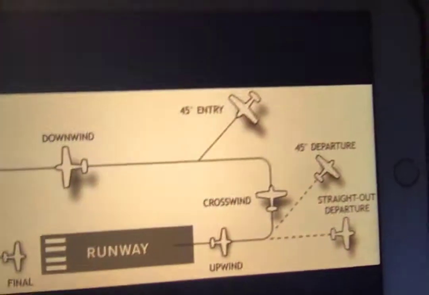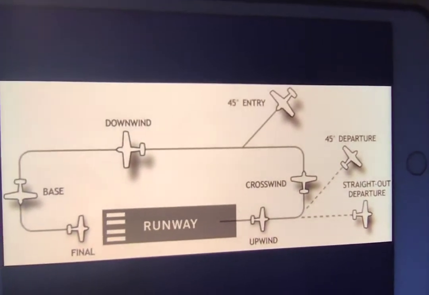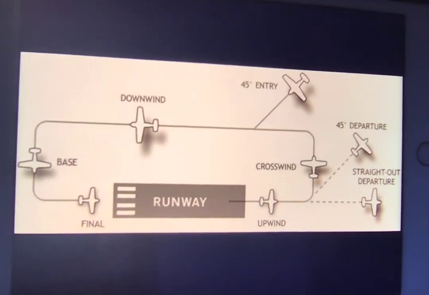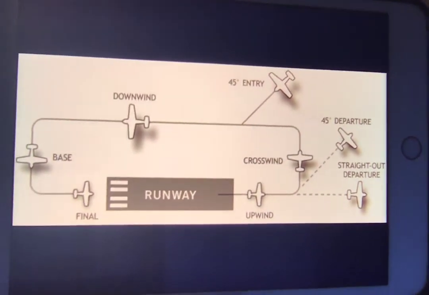So, what is a traffic pattern? A traffic pattern is a rectangular shaped circuit around the runway, as seen right here. Just a rectangle around, pretty simple, and we'll be flying a lot of them. Hopefully, you'll get a great understanding by the end of today's lesson and further that with more flying.